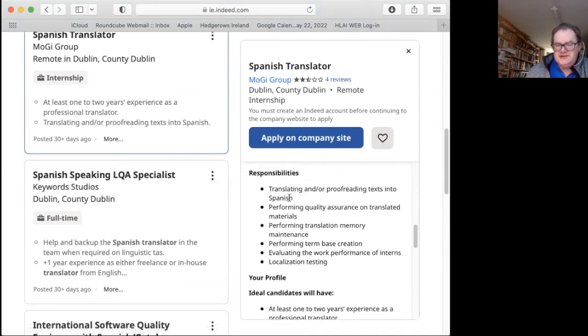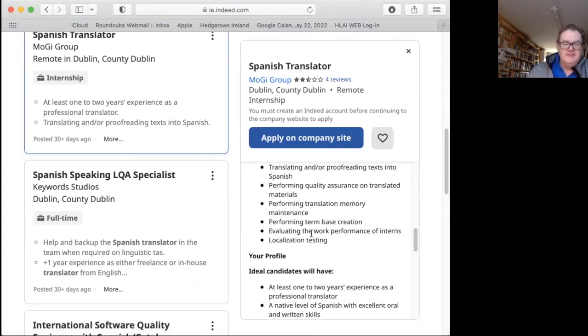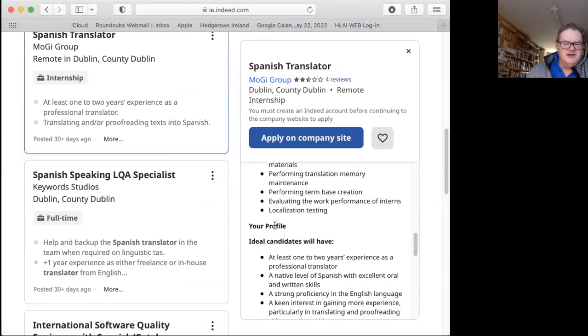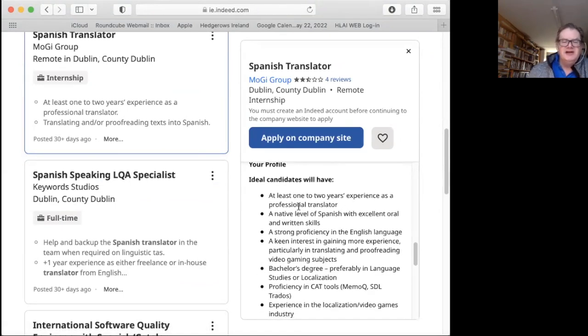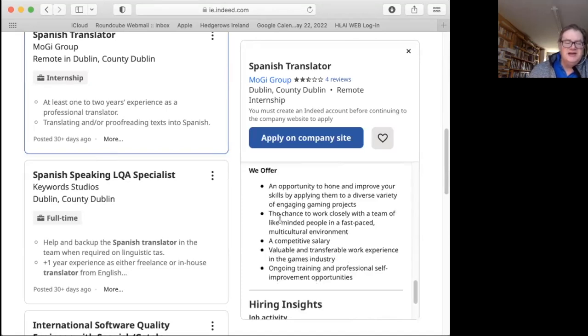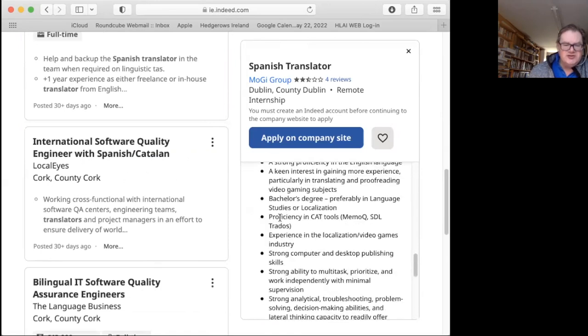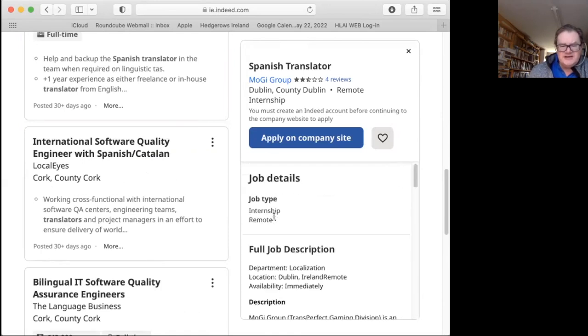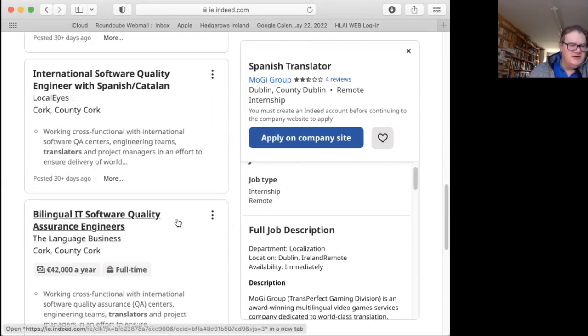translate and proofread text into Spanish, quality assurance on that, translation memory maintenance, I don't know what that is, evaluating the work performance of interns, localization. Ideally, the candidate will have at least 1 to 2 years experience as a translator, a native level of Spanish with excellent oral and written skills, etc., etc., etc. So that's not massive, but it's a reasonable job description.